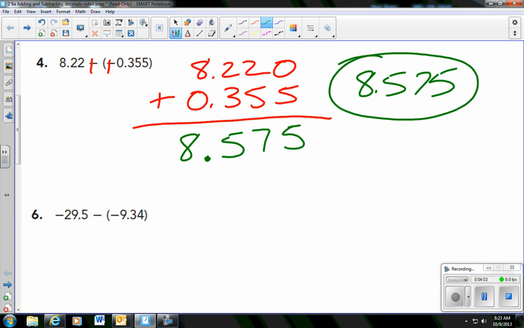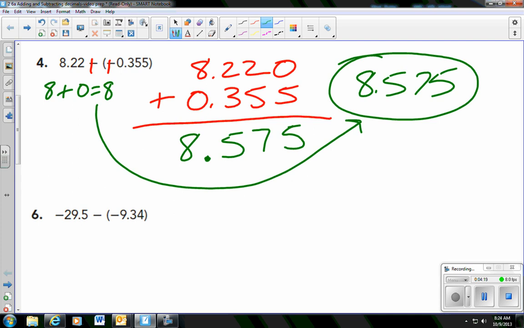8 and 575 thousandths. Okay, and then you can always use your estimation skills. 8.22 is about 8, and 0.355 is about 0, and 8 plus 0 would be 8, and our estimation of 8 is pretty close to our exact answer of 8.575.